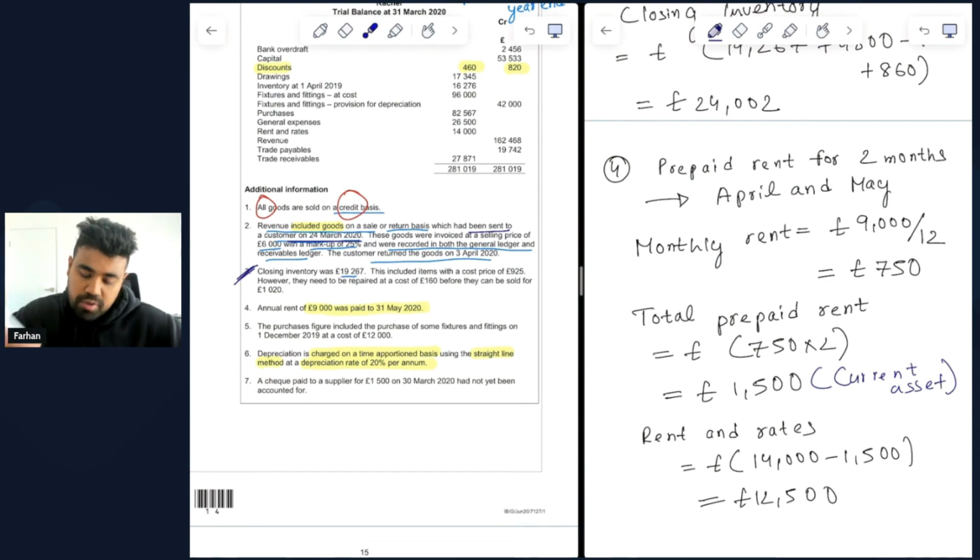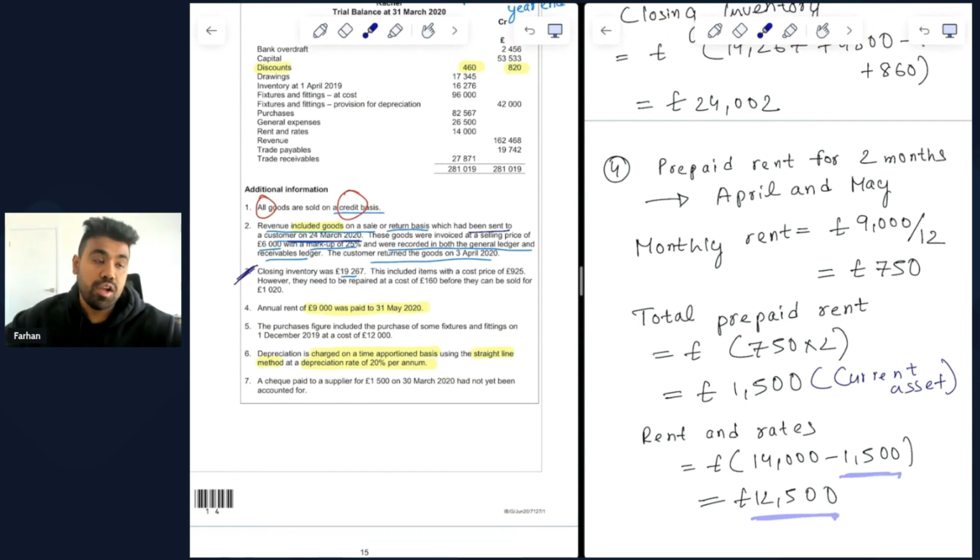All right, so once we have found the total for the prepaid rent, what do we do next? For the rent and rates expense figure for the financial year ending 31 March 2020, which is our main concern in preparing the income statement, we take the £14,000, which is what we have got from the trial balance for rent and rates, as you can see here, £14,000 in the debit column, which is obviously an expense, and all expenses are debit. That is why it's included there. And from there, you subtract £1,500, which relates to prepaid rent, and you should get a final figure for rent and rates expense to be included in the income statement of £12,500.